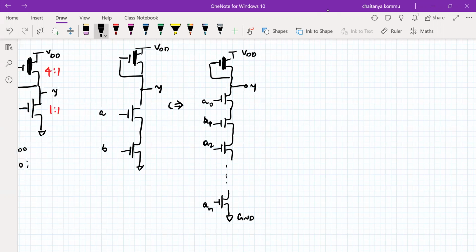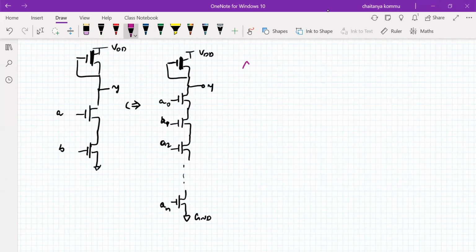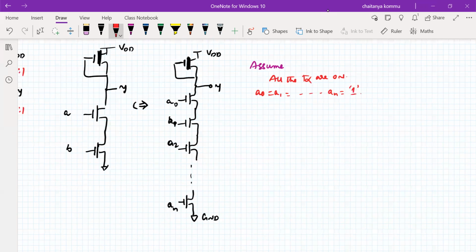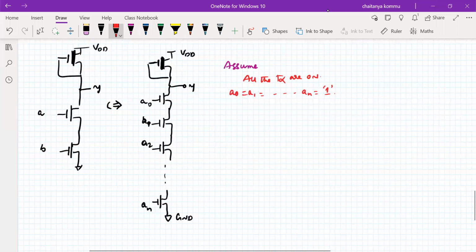If you want to calculate the ratio, we need to assume that all the transistors are on. When all the transistors are on, A0 is equal to A1 and so on up to AN, all equal to logic 1. Then the upper transistor and bottom transistors will be on, and a VDD to ground path will exist. Only then is it possible to calculate. So what is this value then?